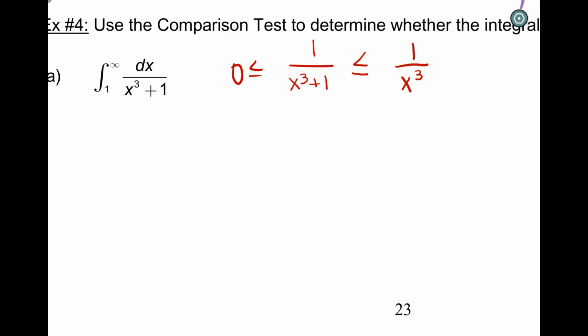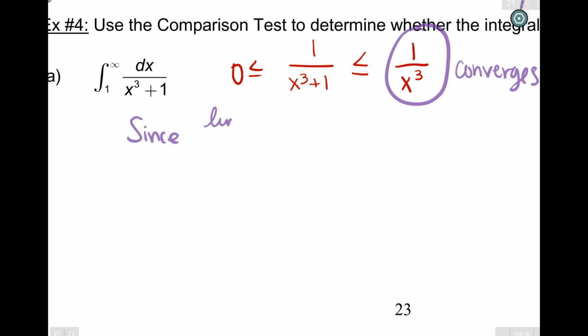Because this one would be hard to come up with. Do we know if 1 over x to the third converges or diverges? How do you know? Because as it goes to infinity, it goes closer to 0. Yeah, so it converges. So thus, guess what? The middle one has to converge as well. So we can prove that.